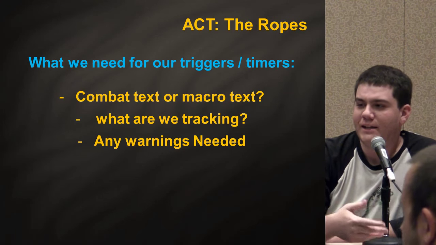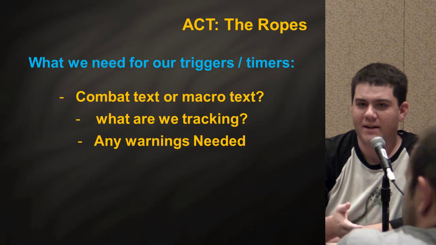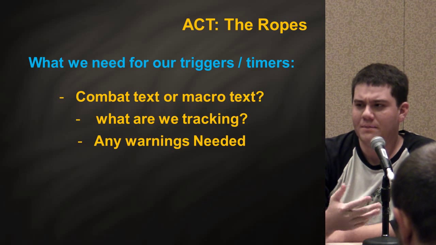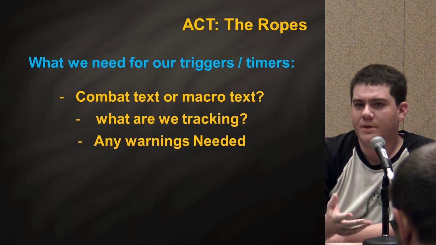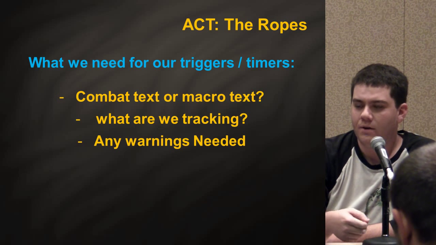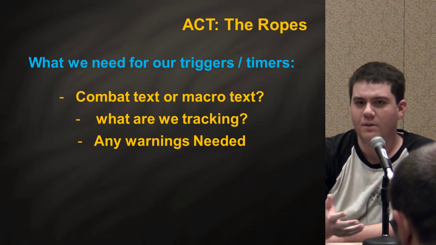So again, just like the macros, you're trying to think of what we're trying to catch here. Is it combat data we're looking for, or does it really matter? Is it something we can just put random text in a macro for? What are we tracking? Is it a debuff, and how long is it up for? Or is it a reuse on something like your charms or specific items or even potions? And also, do you need a warning?